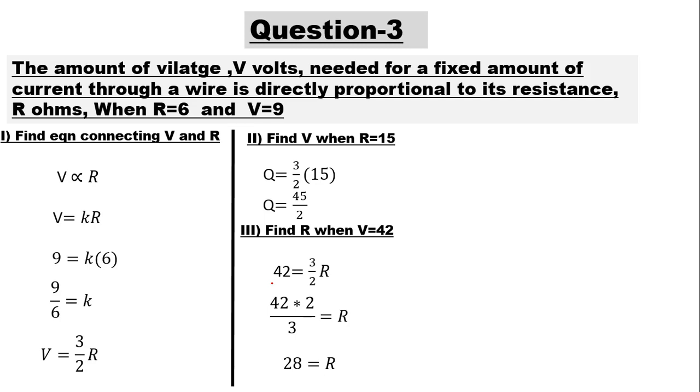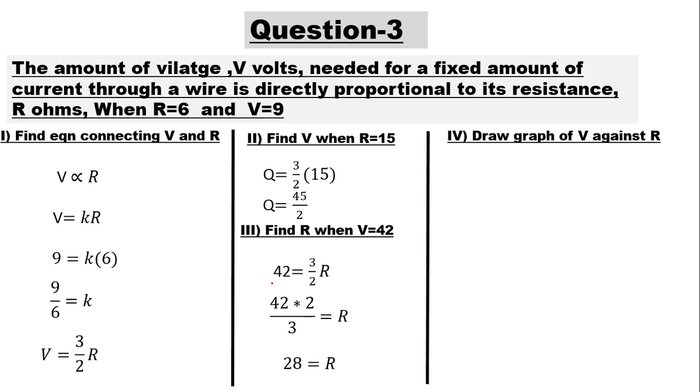Now, students, comes the fourth part of the question. That is a bit tricky one. Draw the graph of V against R. So students, you have to take the y-axis and the x-axis in a Cartesian plane, but you replace the y-axis with V and your x-axis with R like this. V is in volts and R is in ohms. Now, if we consider the values of V and R, if I replace R with 0, I will get V equal to 0. So my graph will start from 0.